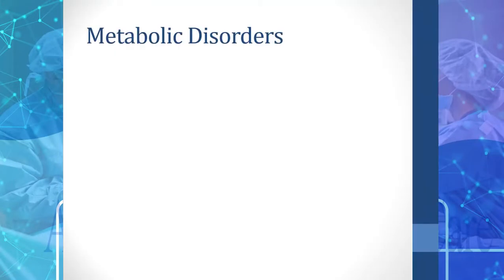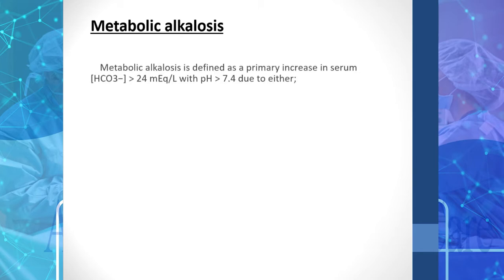Assalamu alaikum. This is the second part of the acid-base disturbances and ABG interpretation. Now we will talk about the metabolic disorders. The metabolic disorders are either metabolic alkalosis or metabolic acidosis. We'll start with the metabolic alkalosis.